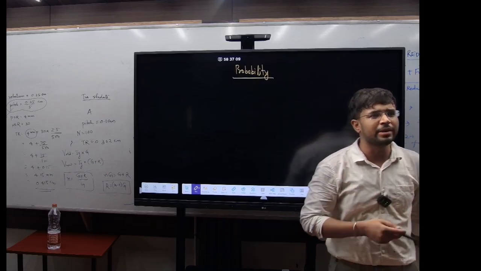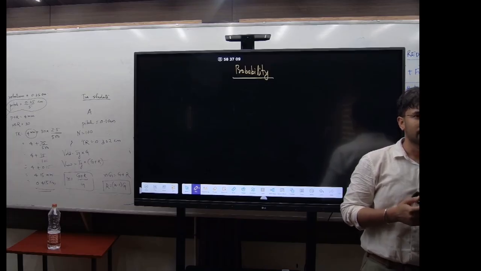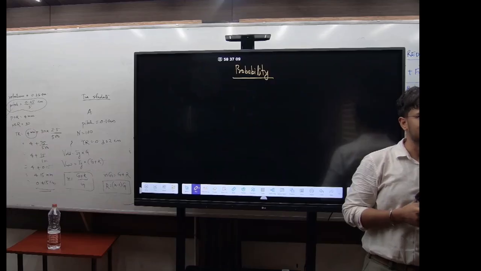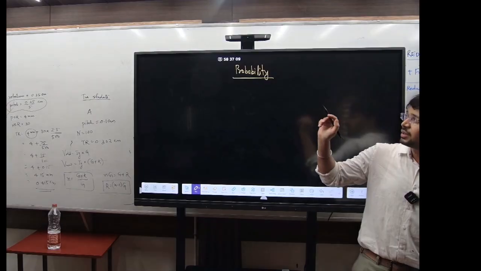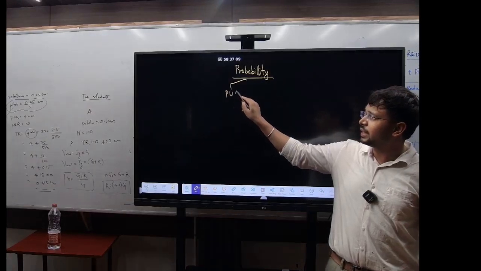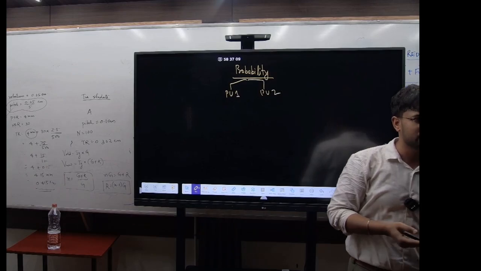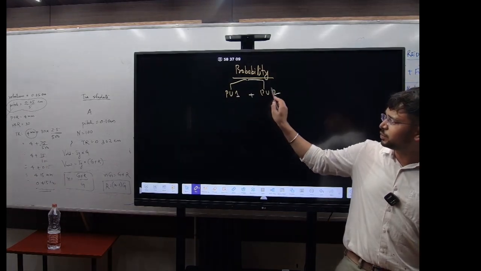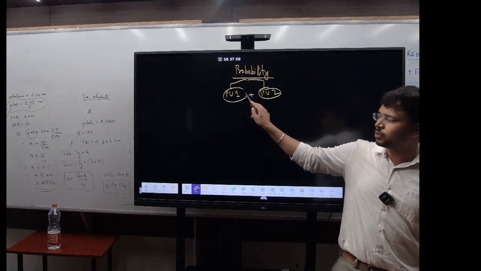As we know, probability we both will see. Probability we have in both PU1 as well as PU2. We will see both together. Obviously PU2 is more important, PU1 will also come. So both we have to see.